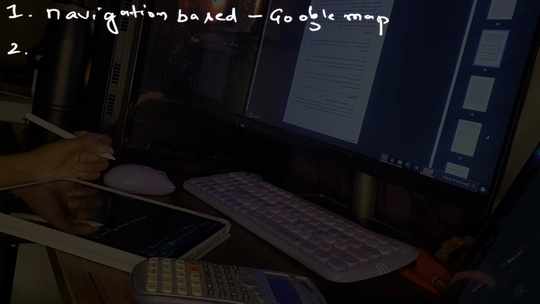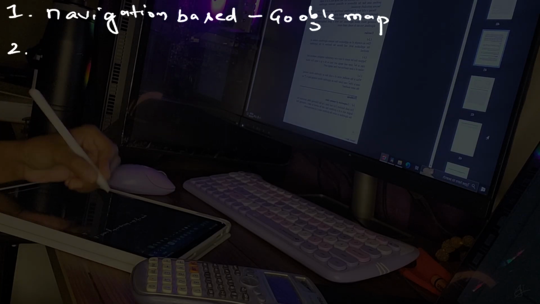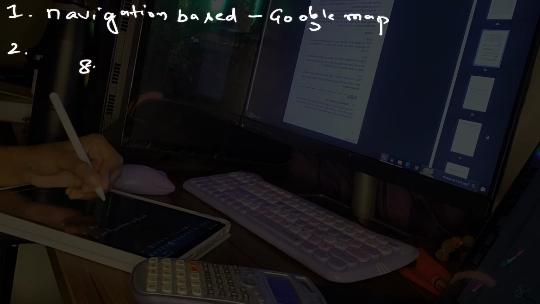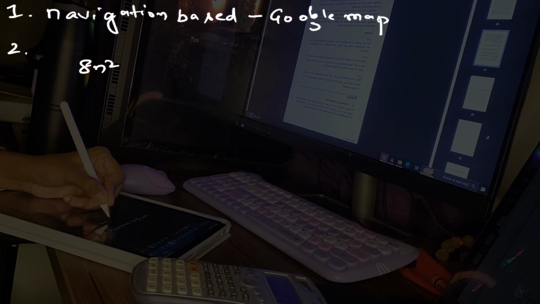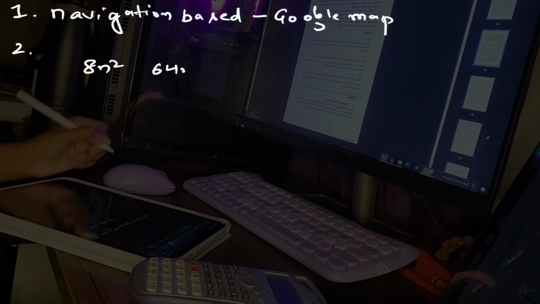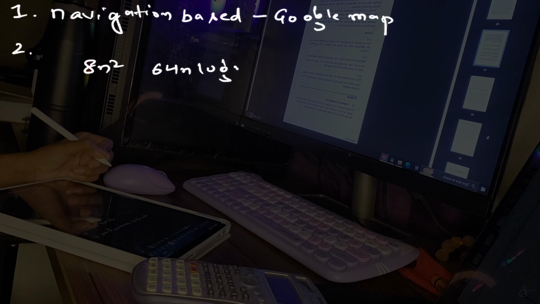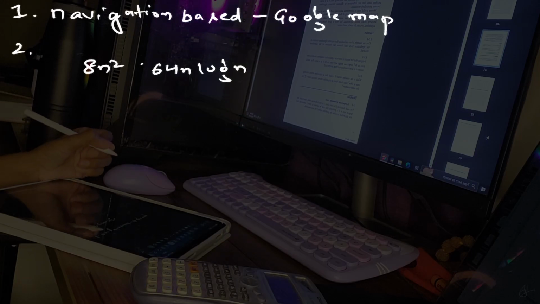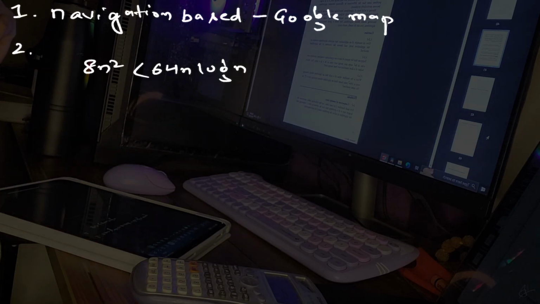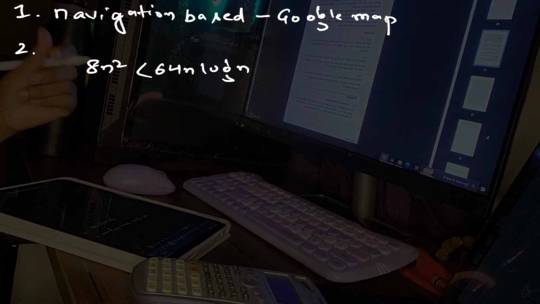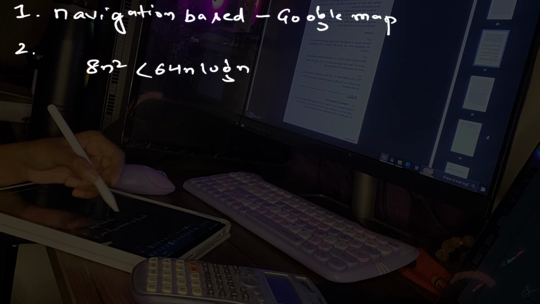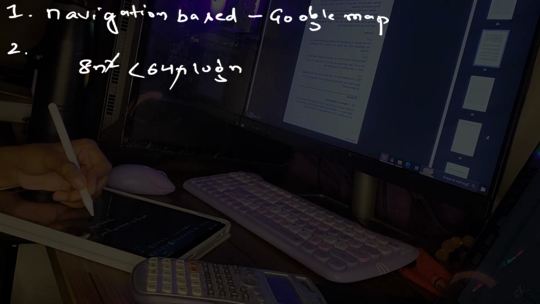Now second question is, suppose that for inputs of size n on a particular computer, insertion sort runs in 8n² steps and merge sort runs in 64 n log n. For which values of n does insertion sort beat merge sort? That means 8n² should be less than 64 n log n, and we have to find all such values. Okay, so now this n gets cancelled.